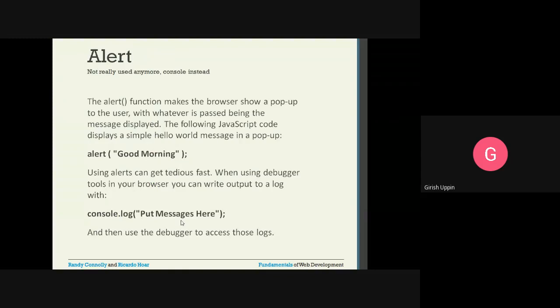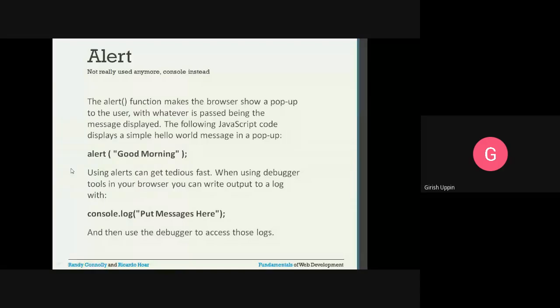Alert, we already saw this alert function, right, with our simple inline JavaScript implementation. The alert function makes the browser show a pop-up to the user with whatever is passed being the message displayed. The following JavaScript code displays a simple hello world message in a pop-up. So alert, and whatever you want to display in that pop-up message can be given as a parameter.